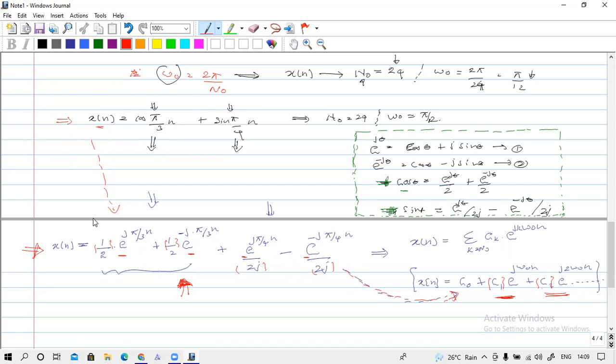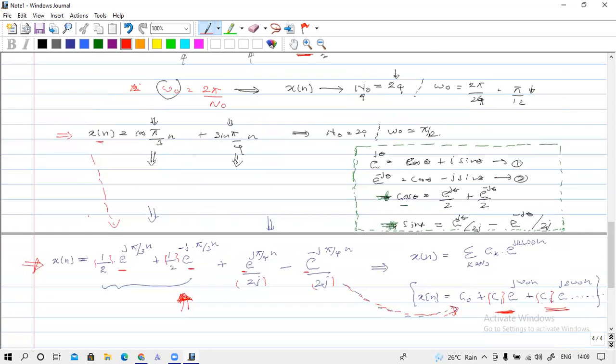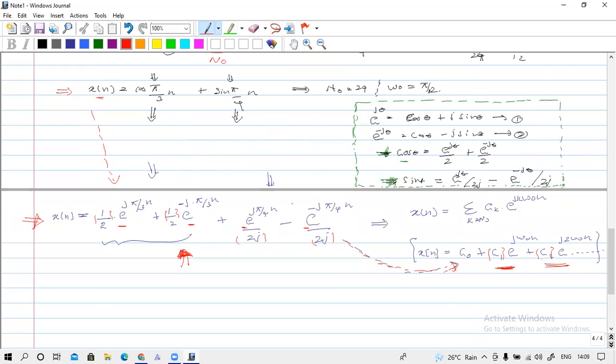Then we have to find the coefficients. So here it has c naught. Here the coefficient is c1. Here the coefficient is c2. And so on.